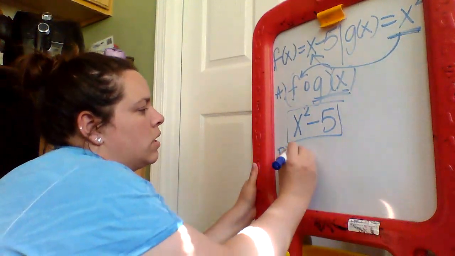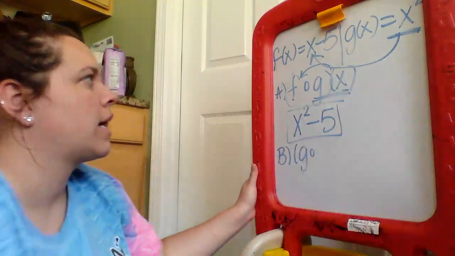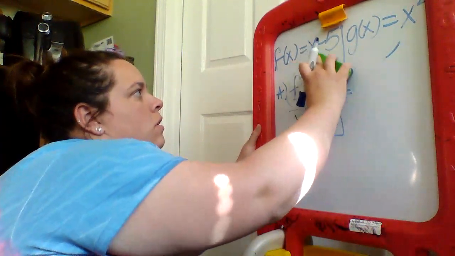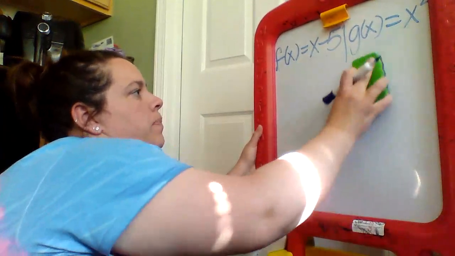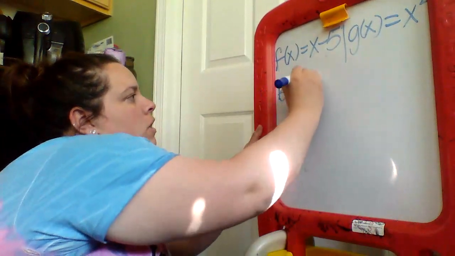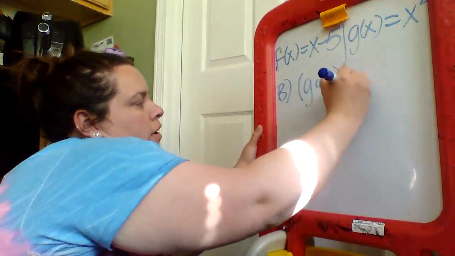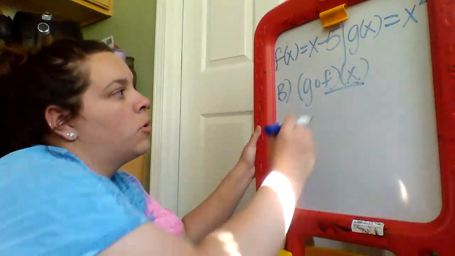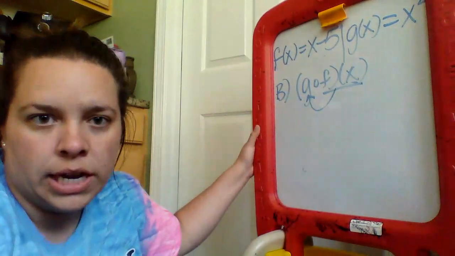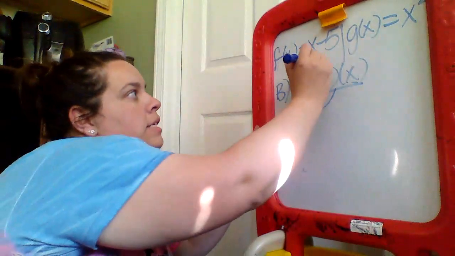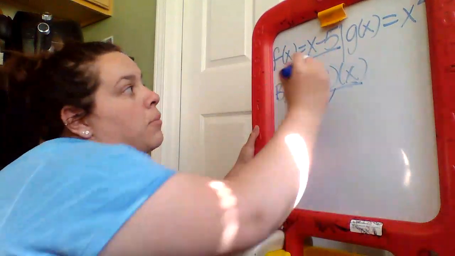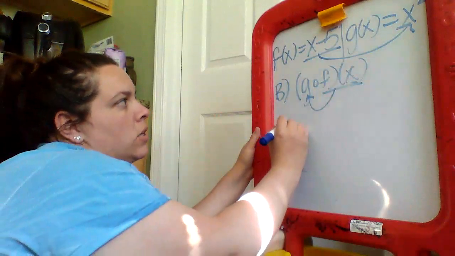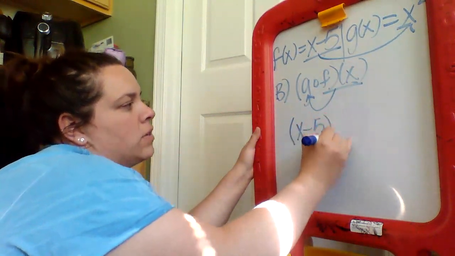Now I'm going to do g of f of x, and I'm probably going to need some more room for that one, so let me erase this. Okay, so now I'm going to do g of f of x, which means that I'm going to take function f and plug it in to function g. So I'm going to do the same thing up here. That's x squared, so that's going to be x minus 5 squared.